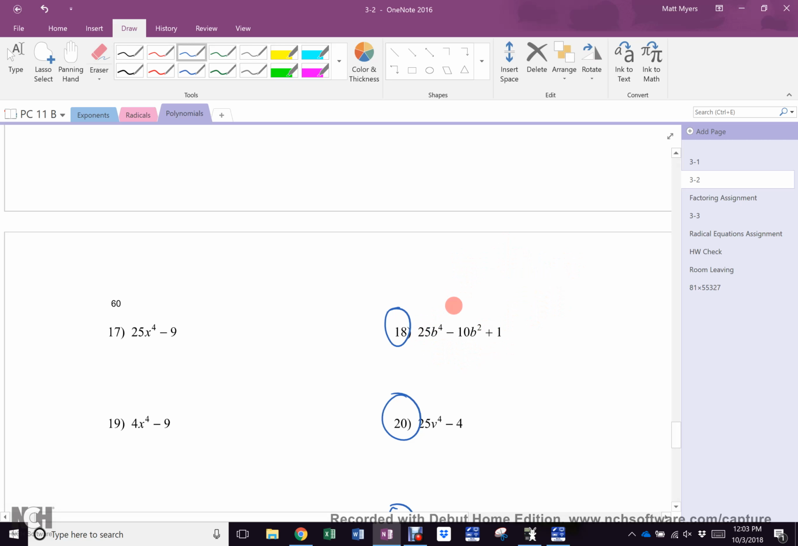What is it? Bracket 5b squared minus 1, and bracket 5b squared plus 1. Then the 5b and the 5b will give us our 25.